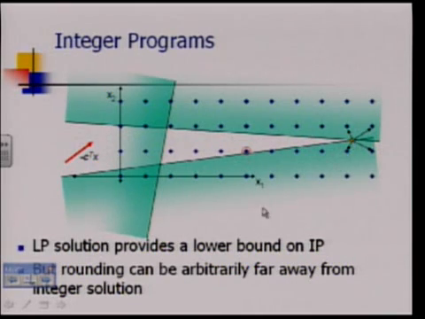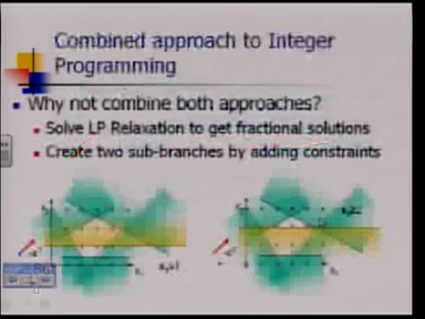Well, in this case, this integer solution can be arbitrarily far away from this linear program solution, right? But still, this is an indication that if I don't have the integer constraint, that's the best I should achieve. Okay? Is that useful? Yeah, I would say so.